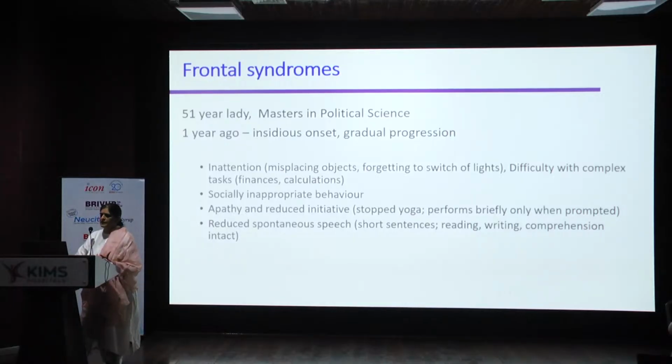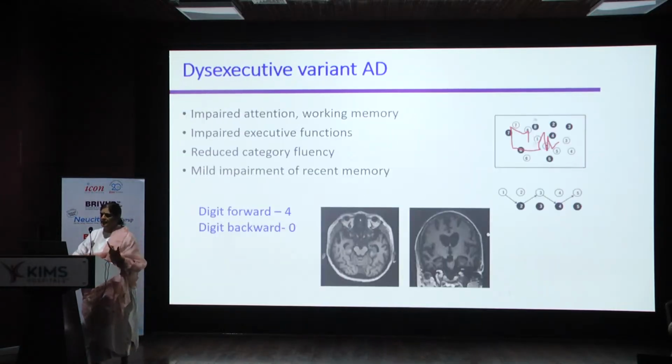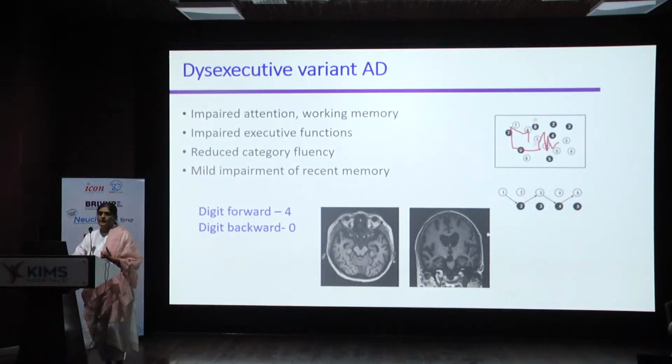This is a frontal syndrome. Patient has inattention, socially inappropriate behavior, apathy, and reduced speech. Please start thinking, is this Alzheimer's disease? Is it FTD? And this patient had impaired attention, working memory, and impaired executive function. Now, obviously, we'll go to biomarkers. So this is where Dr. Fahim was talking about pre-test probability.